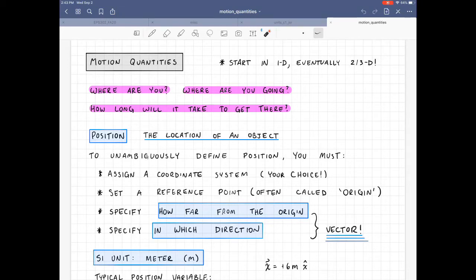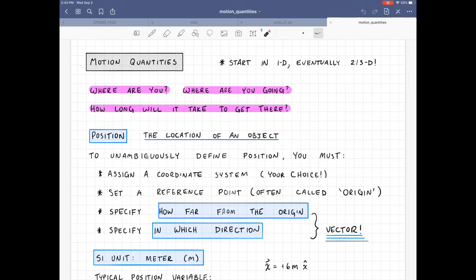All right, we're now ready to move into the first physics content portion of the course. We're going to talk about motion. And before we can talk about the motion of an object, we need to agree upon definitions for the terms that we're going to be using. And so we are going to start in one dimension, and then we'll eventually take this one-dimensional treatment of motion and expand it to 2 or 3 dimensions.